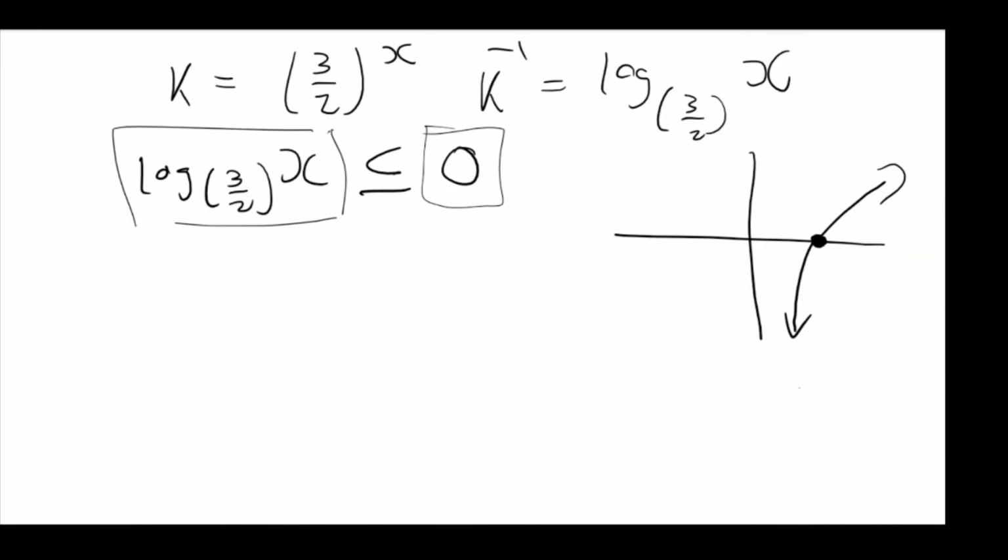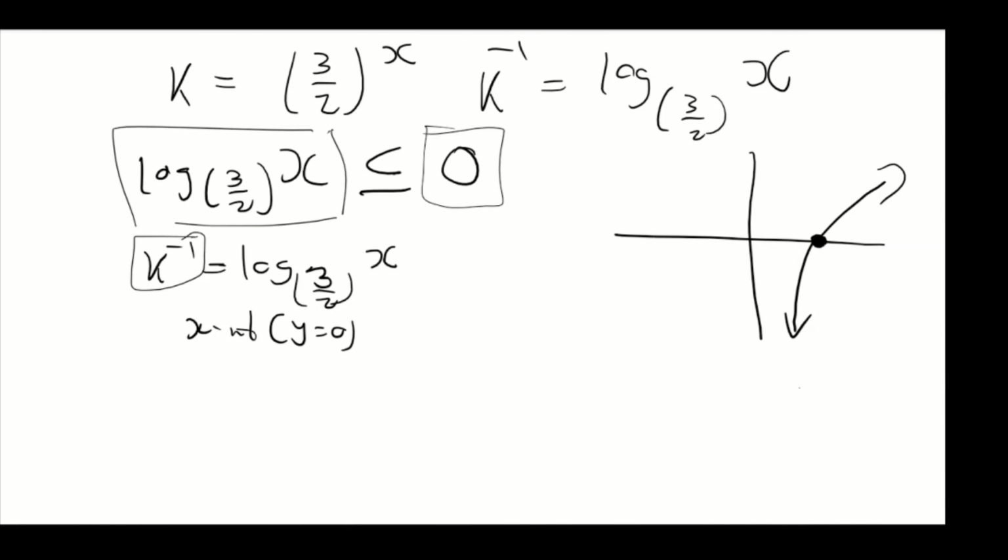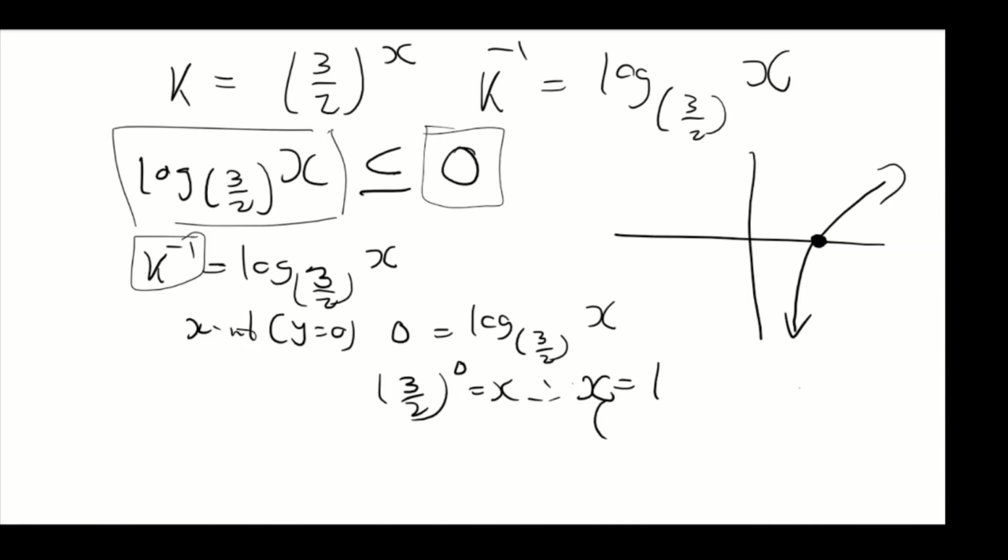So what you can do is find the intercept of this inverse, which is equal to log base 3/2 of x. If we say x-intercept, when y is equal to 0, so if you equate it to 0, it's going to be 0 is equal to log base 3/2 of x. Then you say (3/2) to the power of 0 is equal to x. Therefore x is equal to 1. So meaning that our x-intercept is (1, 0). So this point here is (1, 0).